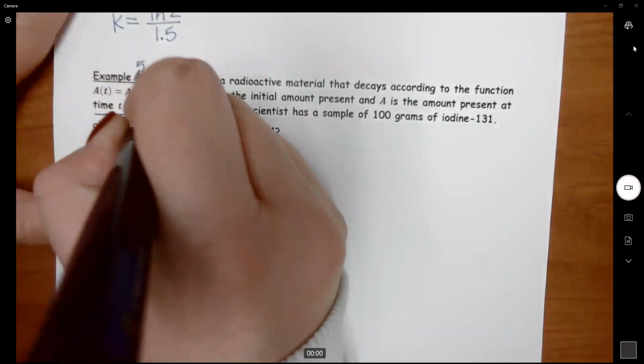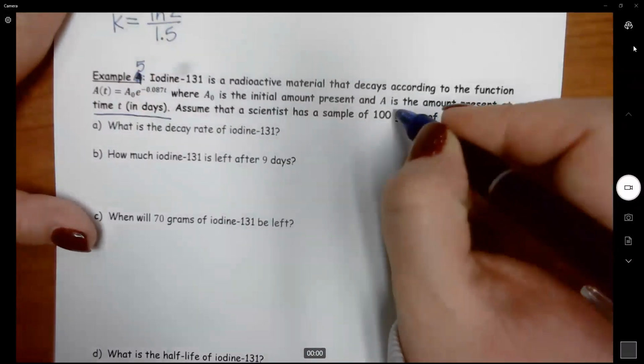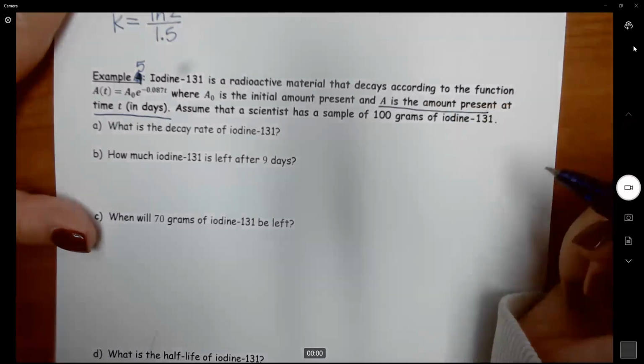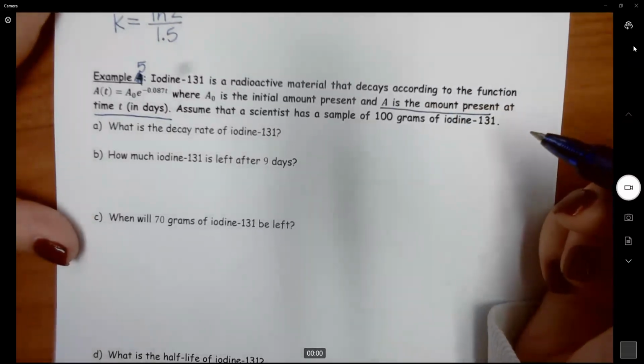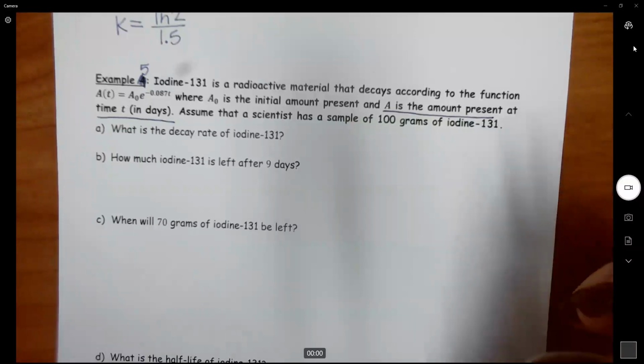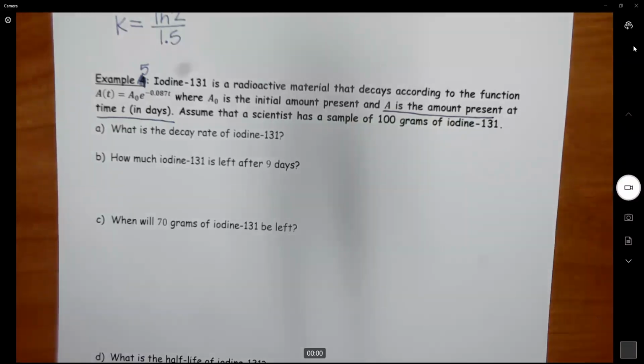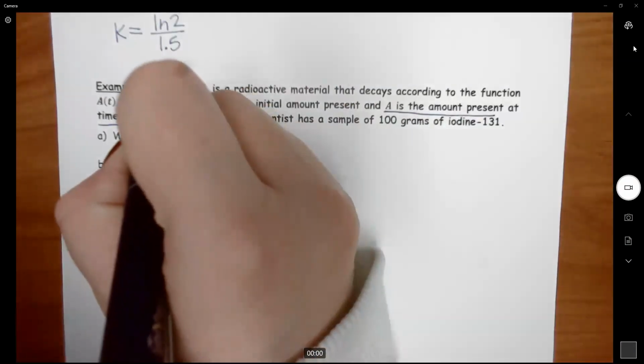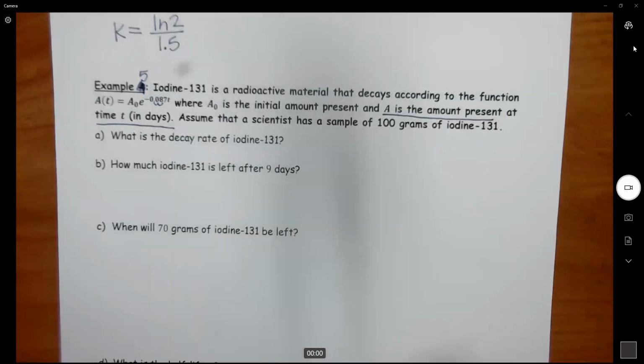So time t in days. A is the present amount. Assume that a scientist has a sample of 100 grams of iodine 131. So what is the decay rate? So still same thing. You take this decimal and you move it 2 spots.